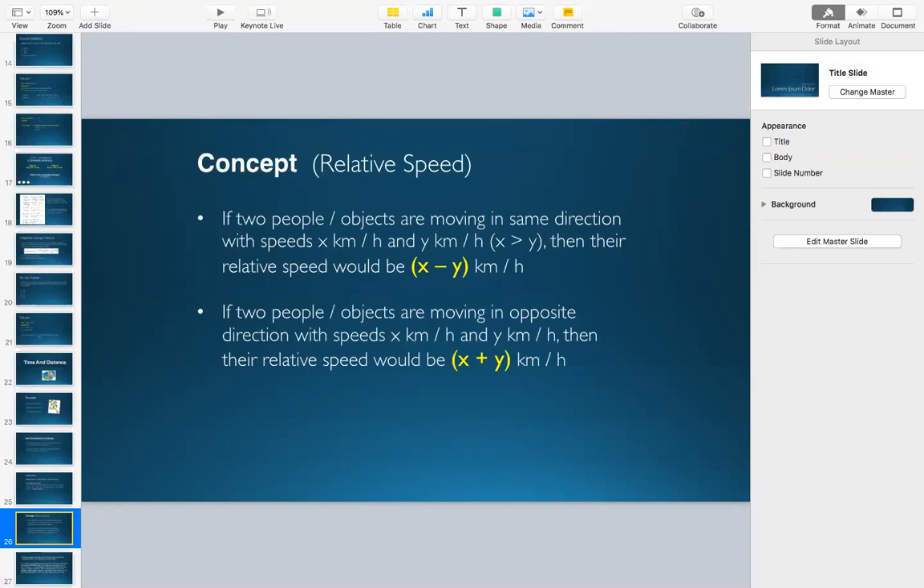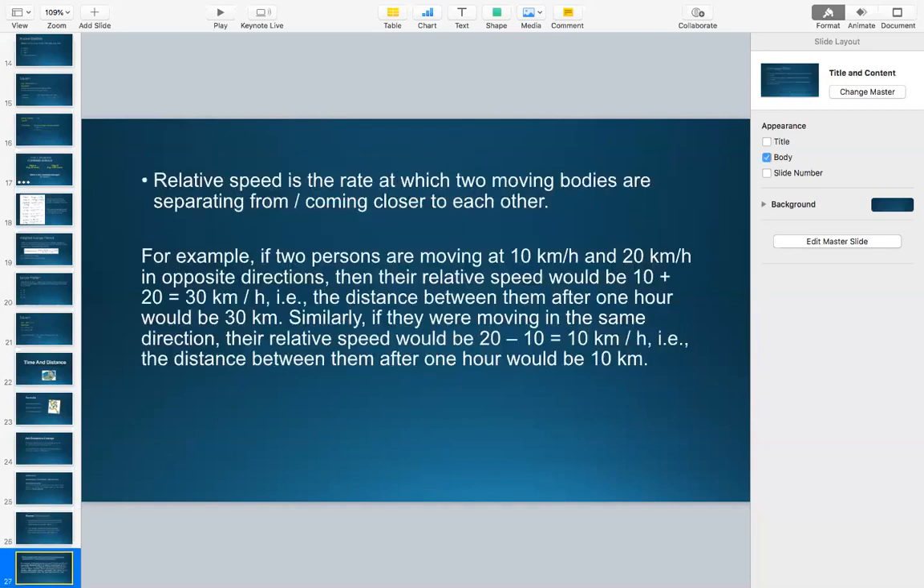You simply need to remember it in this way: same direction, difference of the speeds will give you the relative speed. Opposite directions, addition of the speeds will give you the relative speed. Okay, so what is relative speed? It is the rate at which two moving bodies are separating from or coming closer to each other.